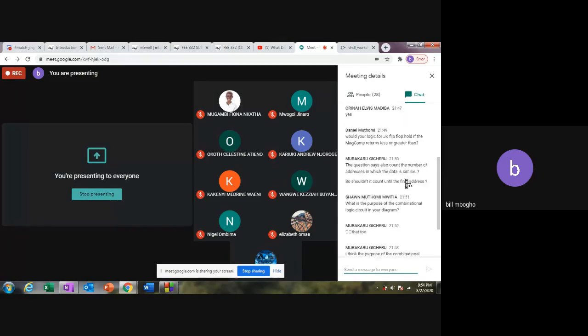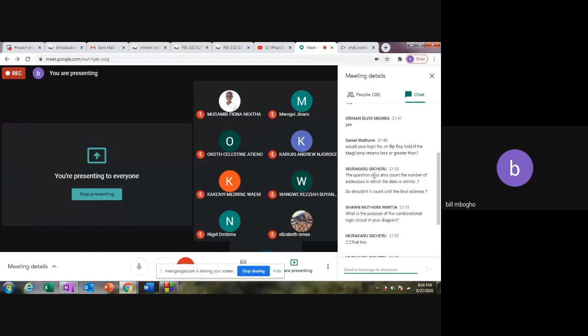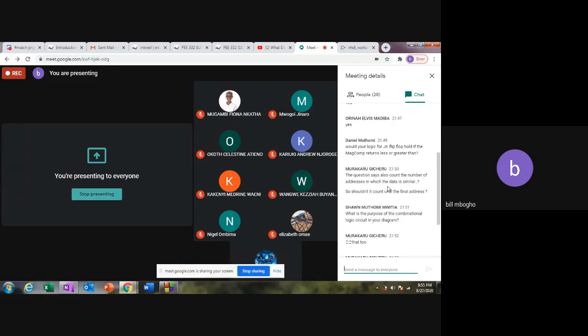Okay, next was Gisheru's question. The question says, also count the number of addresses that are similar. I've seen a different variant of this question, which is the one I'm answering. The different variant was to find the first memory location where they differ. If we're finding the first memory location where they differ, then this is the solution.